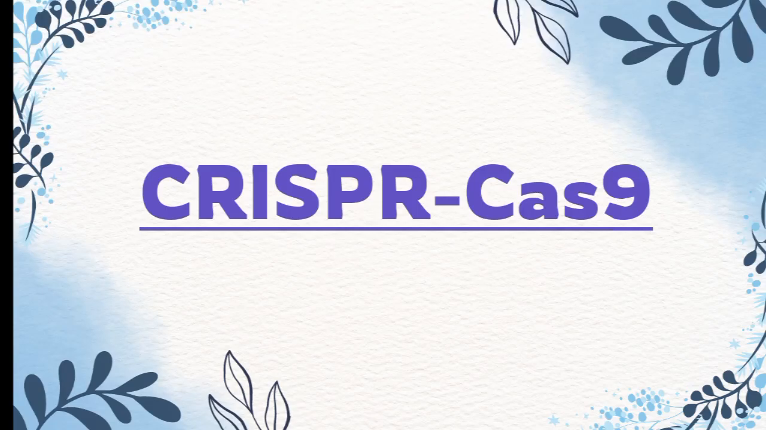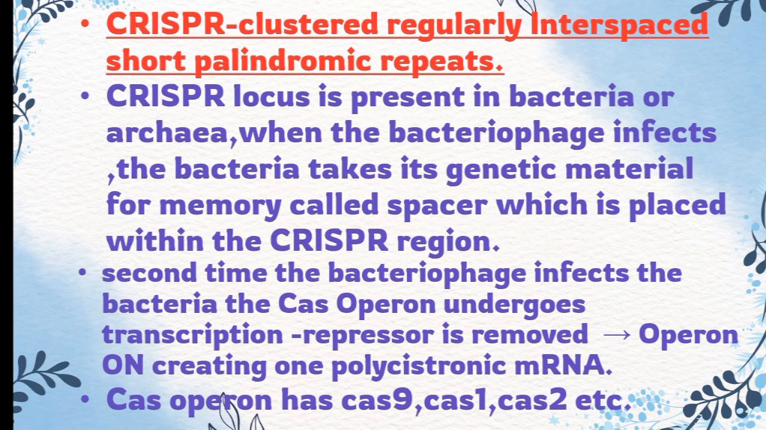Today's topic: CRISPR-Cas9. What do you mean by CRISPR? CRISPR is clustered, regularly interspaced, short palindromic repeats. The CRISPR locus is present in bacteria or archaea. When a bacteriophage infects the bacteria, it takes the genetic material of the bacteriophage as a memory, called a spacer, which is placed within the CRISPR region. The second time the bacteriophage infects the bacteria, the Cas operon undergoes transcription.